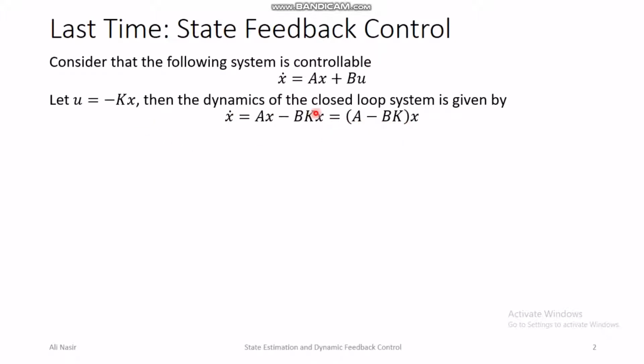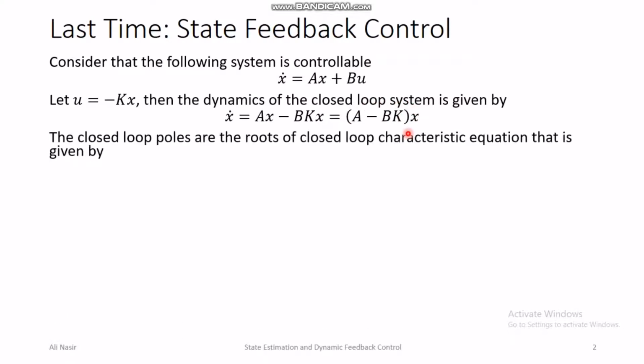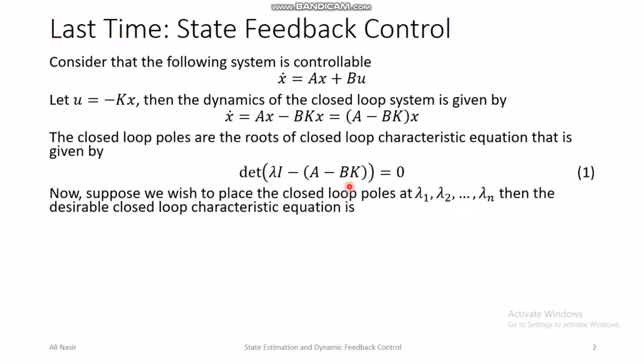If you want to make the dynamics of the closed loop system asymptotically stable, you have to place the eigenvalues of this A minus BK matrix in the open left half plane, and you can do that by proper choice of this K matrix if the system is controllable. So the closed loop characteristic equation is determinant of (lambda I minus (A minus BK)) equals 0.